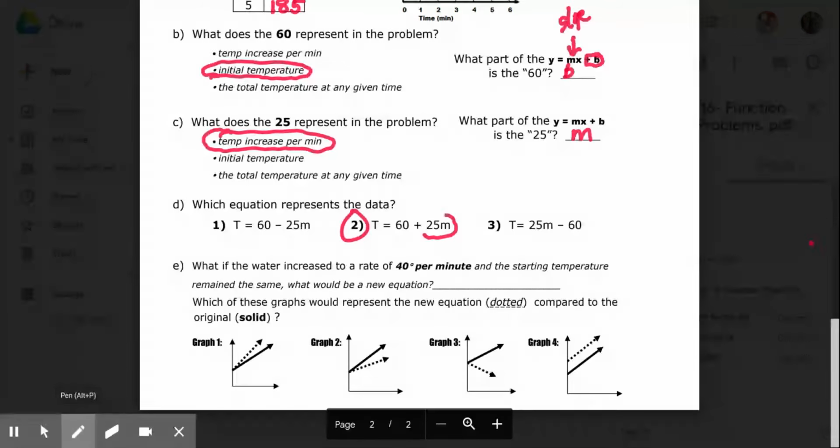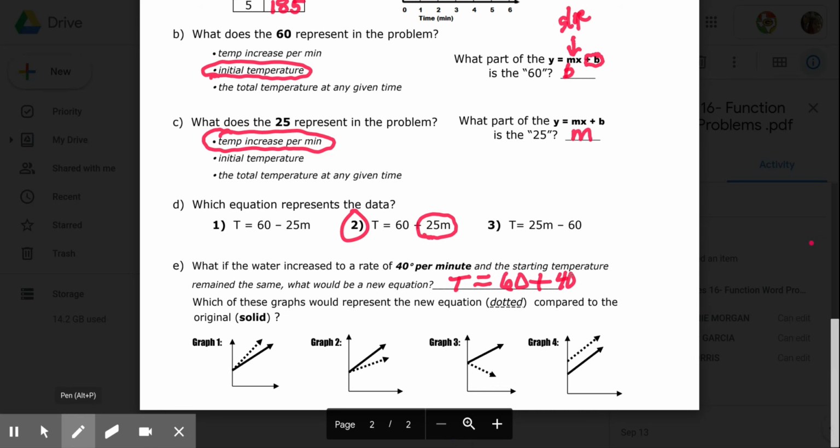The starting temperature stays the same. This is what's going to change. So we have T equals 60, which is going to remain the same. Now the water is going to increase at a rate of 40 degrees per minute. That means you're not going to add 40 to 25. It's just going to bump up 15 degrees. So you're just going to put 40 right here.